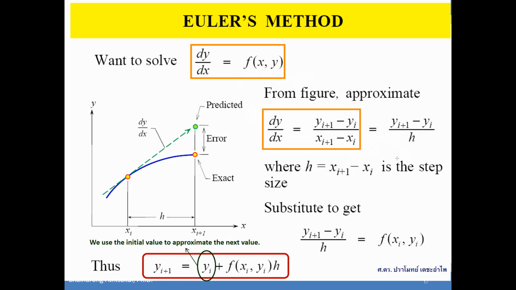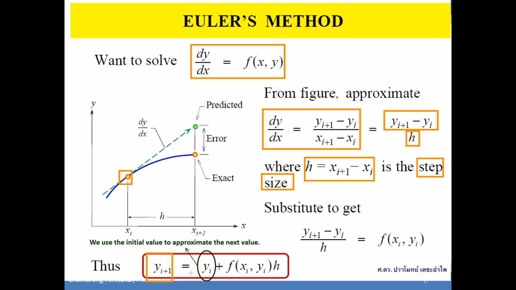Okay, so when we write dy by dx approximately to be this term, what does it mean? It means that for dy, we approximate it to be delta y, that is yi plus 1 minus yi, and the x is xi plus 1 minus xi, that is h. We define it to be h, that is the difference in x, and it is the step size. After we substitute this equation, we can predict the next value of y.